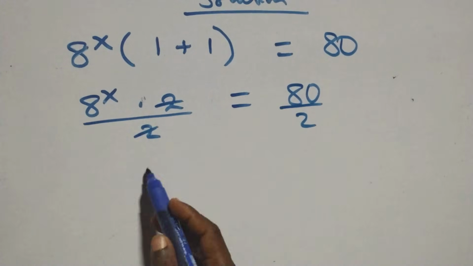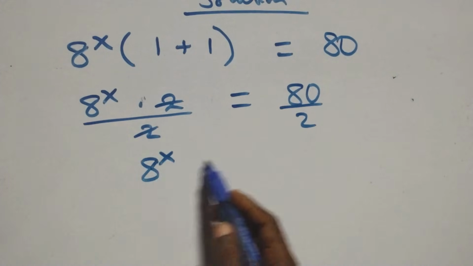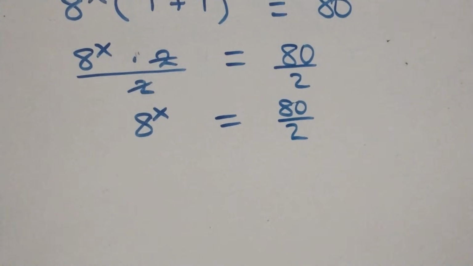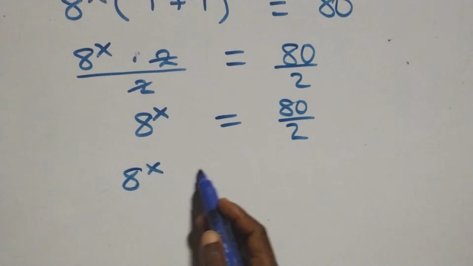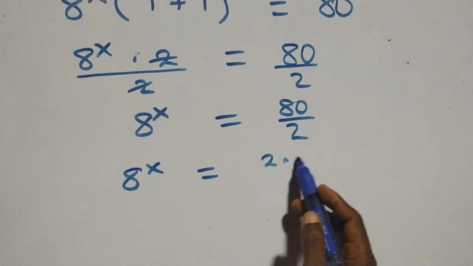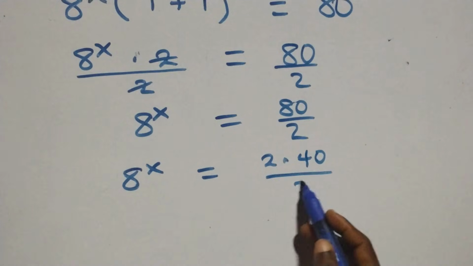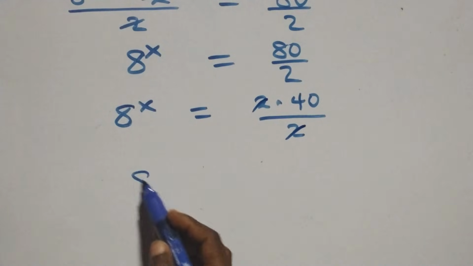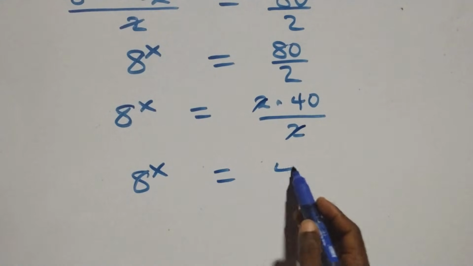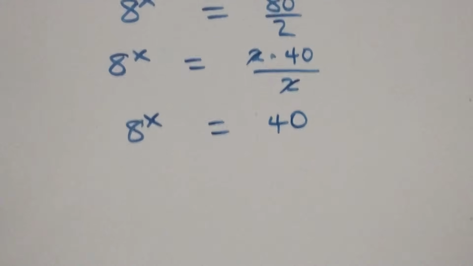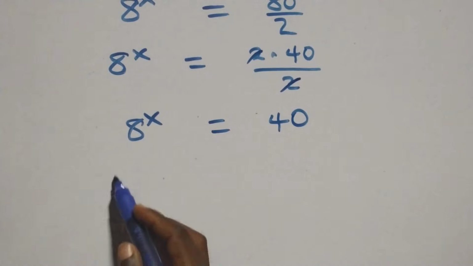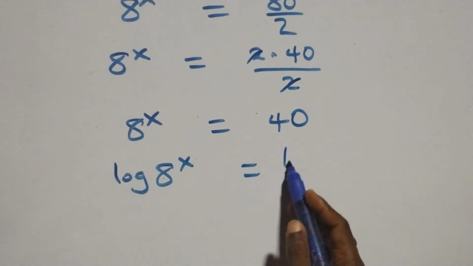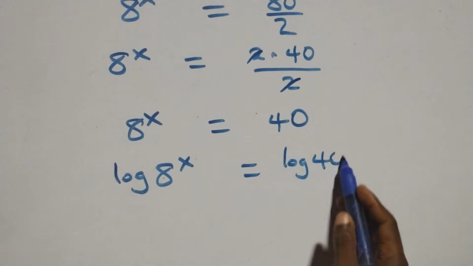The 2s cancel each other, and we have 8 raised to power x equals 80 over 2. That is 2 times 40 over 2, and the 2s cancel each other. So we have 8 raised to power x equals 40. Okay, next step, we take the log on both sides. We have log 8 raised to power x equals log 40.